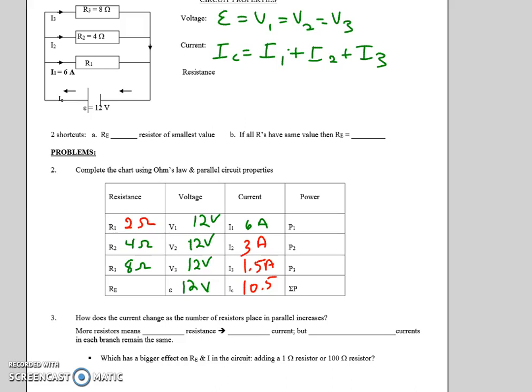I forgot my calculator, so this is not necessarily an easy number. So we have 12 volts divided by 10.5, and we see that this is 1.14 ohms. Wait a second. There's no way that 2 plus 4 plus 8 add up to 1.5 or 1.14. So something different is going on here.